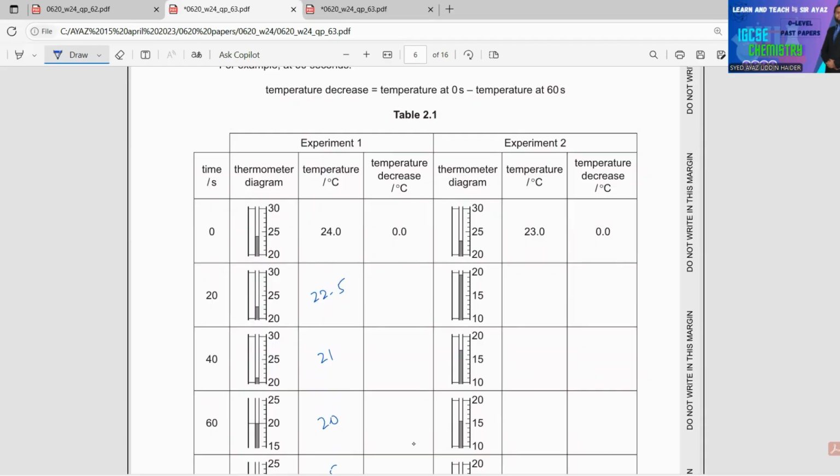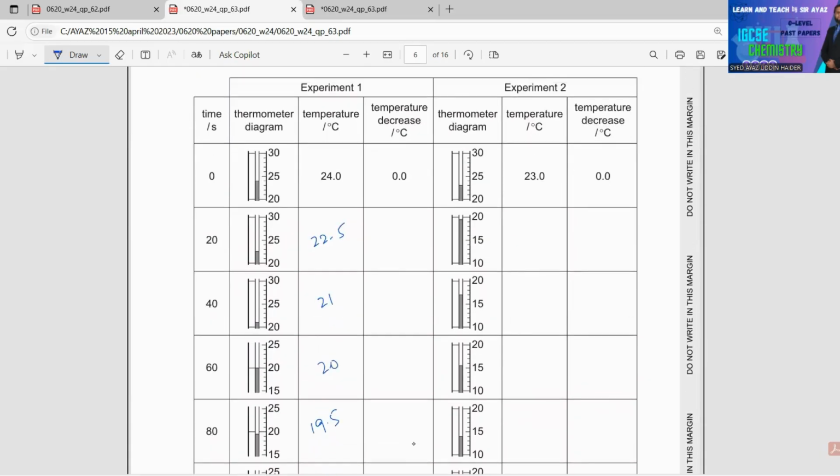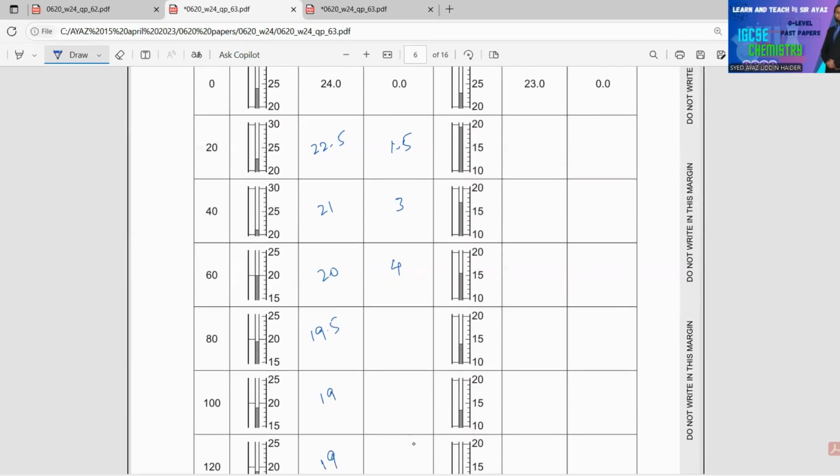Now for the temperature degrees, I will subtract 22.5 from 24. I will get 1.5. For 40 seconds, 24 minus 21 gives 3. For 60 seconds, 24 minus 20 gives 4. So 24 minus 19.5 gives 4.5. And 24 minus 19 gives 5.